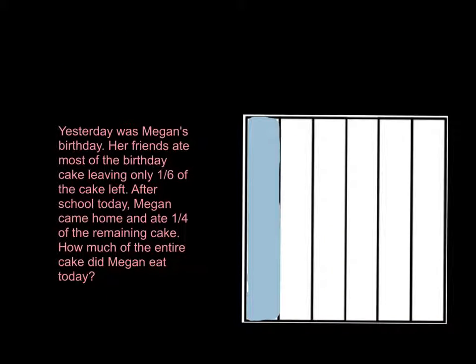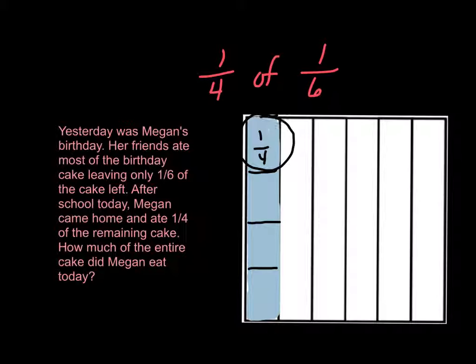I have shaded in 1/6 of the cake in blue below. And our goal is now to find out what is 1/4 of 1/6. In order to do that, I'm going to divide the 1/6 of the cake that's left into 4 equal sections. Each one of these represents 1/4. And I know that this is the amount that Megan ate today.